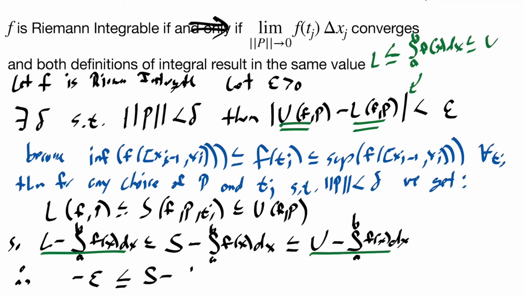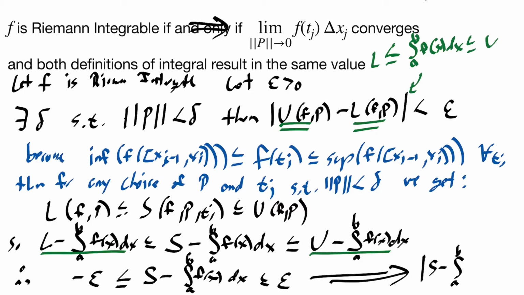And so, okay, so therefore, what I'll notice is that negative epsilon is less than or equal to S minus that integral of f of x dx is less than or equal to positive epsilon. So that gives me my final result, that S minus the integral from a to b of f of x dx is less than epsilon. And this is true for an arbitrary epsilon, so that means that sum must converge, and that sum must equal the integral value that we had before.